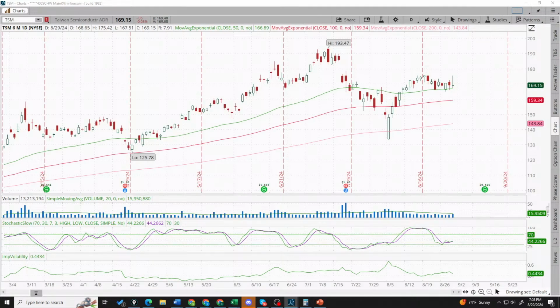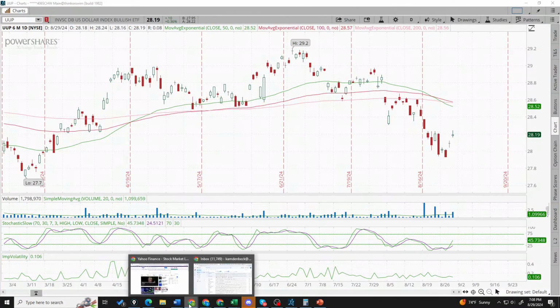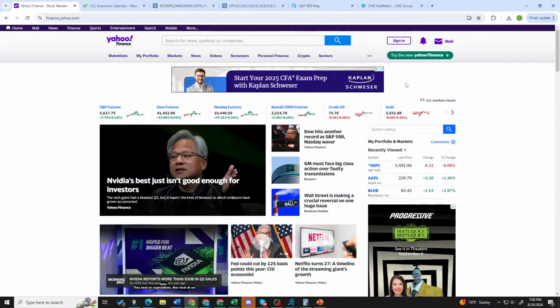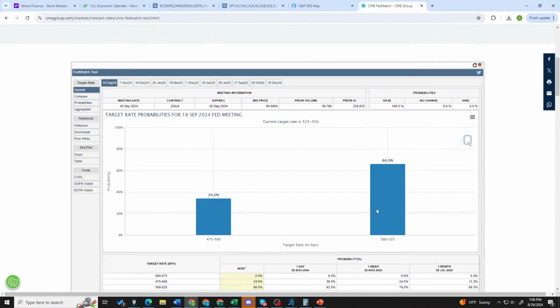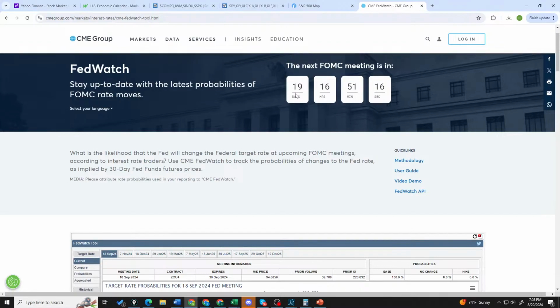TSM looks fine. The dollar got a little back, but way down. What is this telling us? I'll tell you. Let's go look. I think the market's pretty convinced. You can see we're at 2-1. We're only 2.5 weeks away.